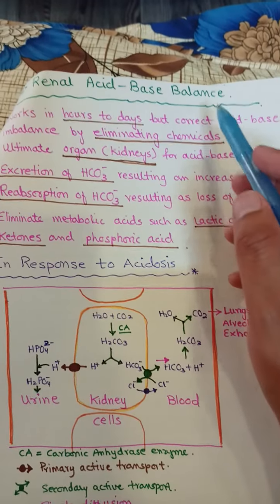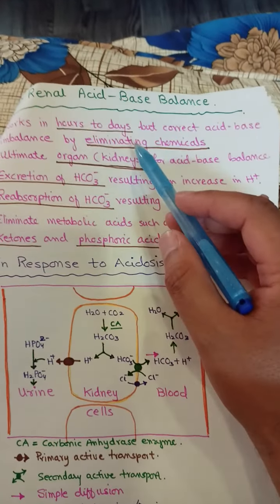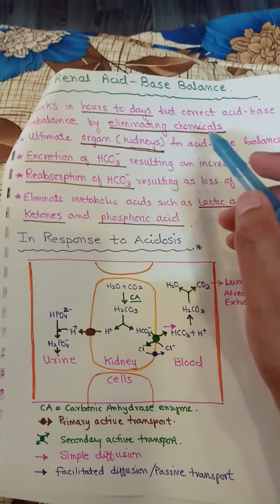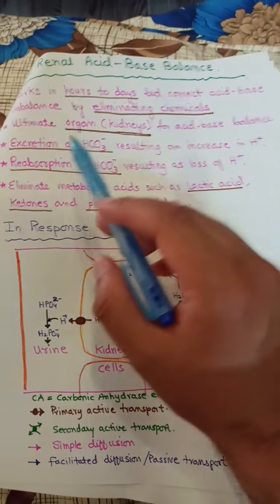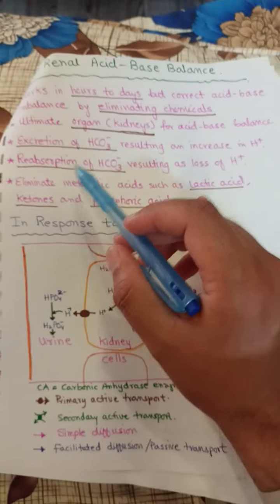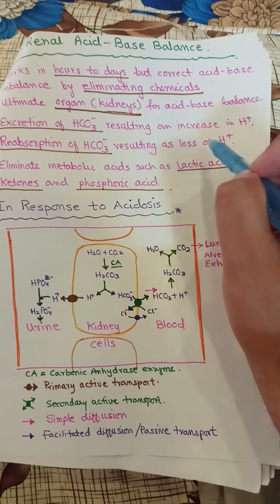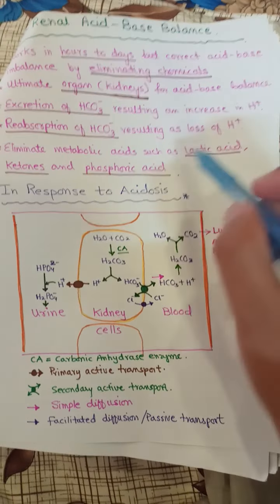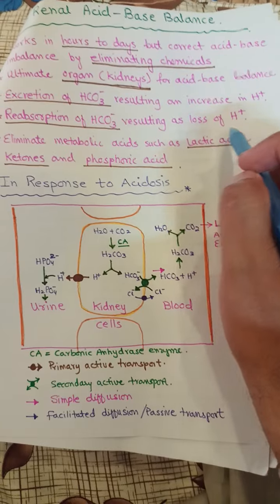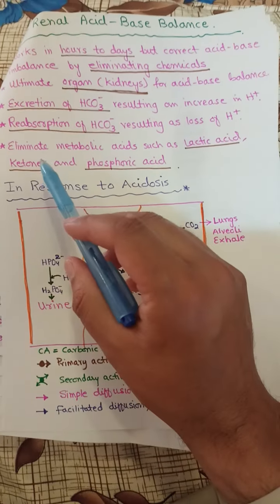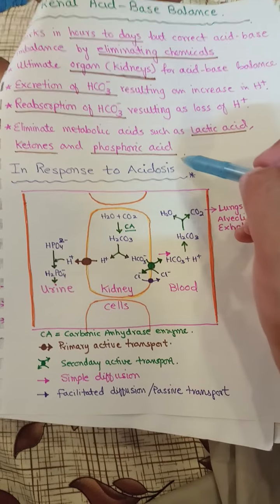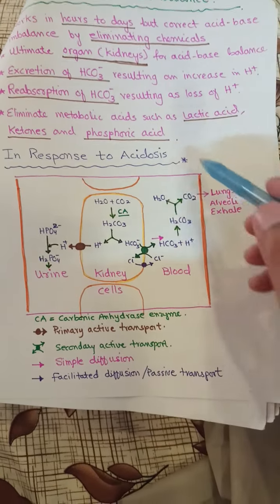Renal acid-base balance. It works within hours or days, but corrects the acid-base balance by eliminating the chemicals outside our body. So the kidney is the ultimate organ for acid-base balance. Excretion of bicarbonate results in an increase in hydrogen ion concentration, whereas reabsorption of bicarbonate ion results in loss of hydrogen ion. It eliminates metabolic acids such as lactic acid, ketones, and phosphoric acid from our body.